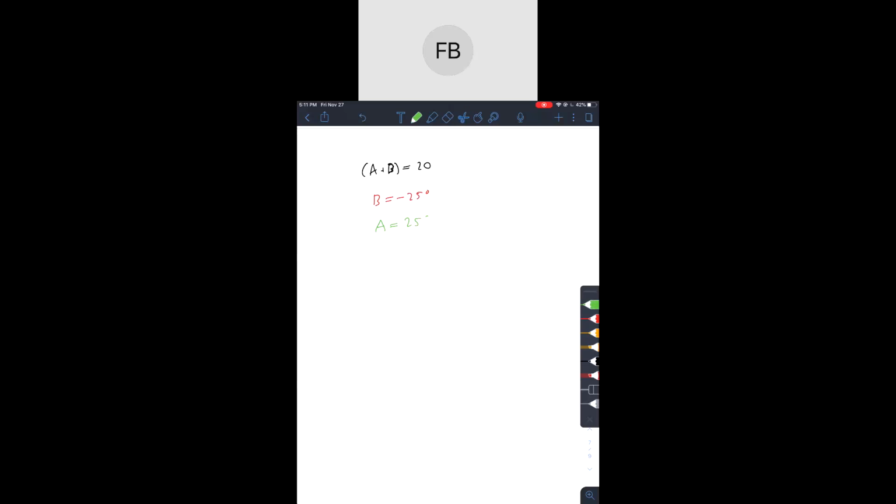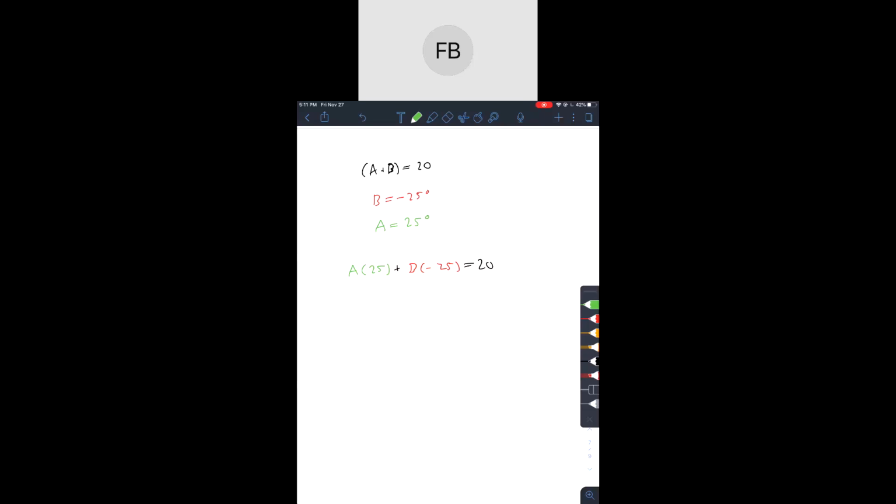So all we have to do is put them all together. So a times 25 plus b times negative 25 is going to equal 20, this total right here. And so all we have to do is substitute one for the other. This time I'll replace A with something from B, just to do something that's opposite.